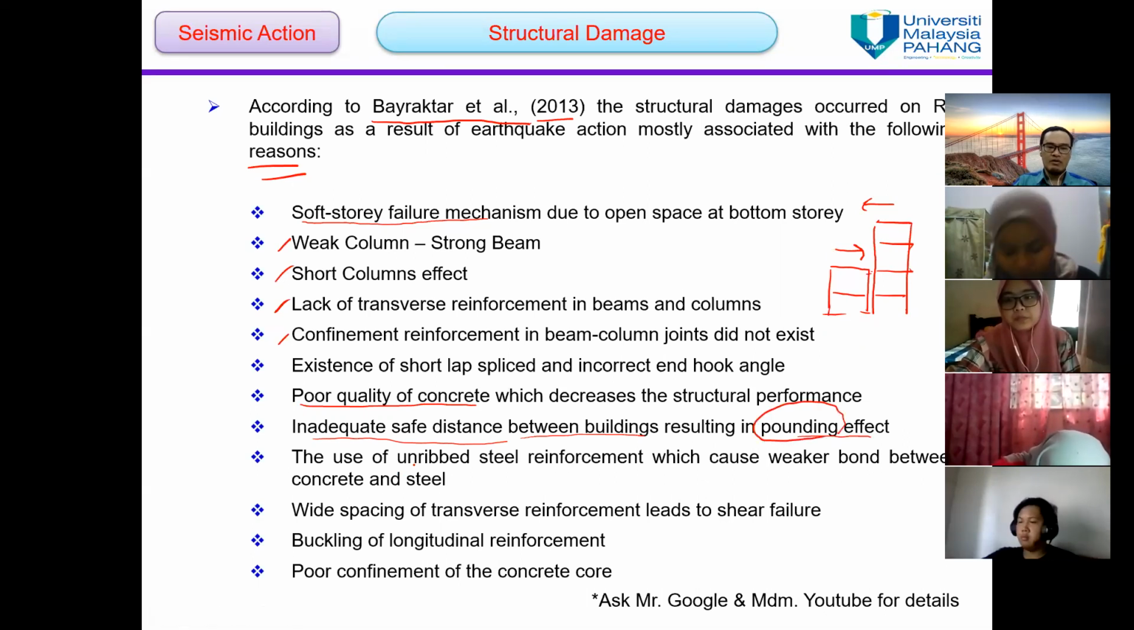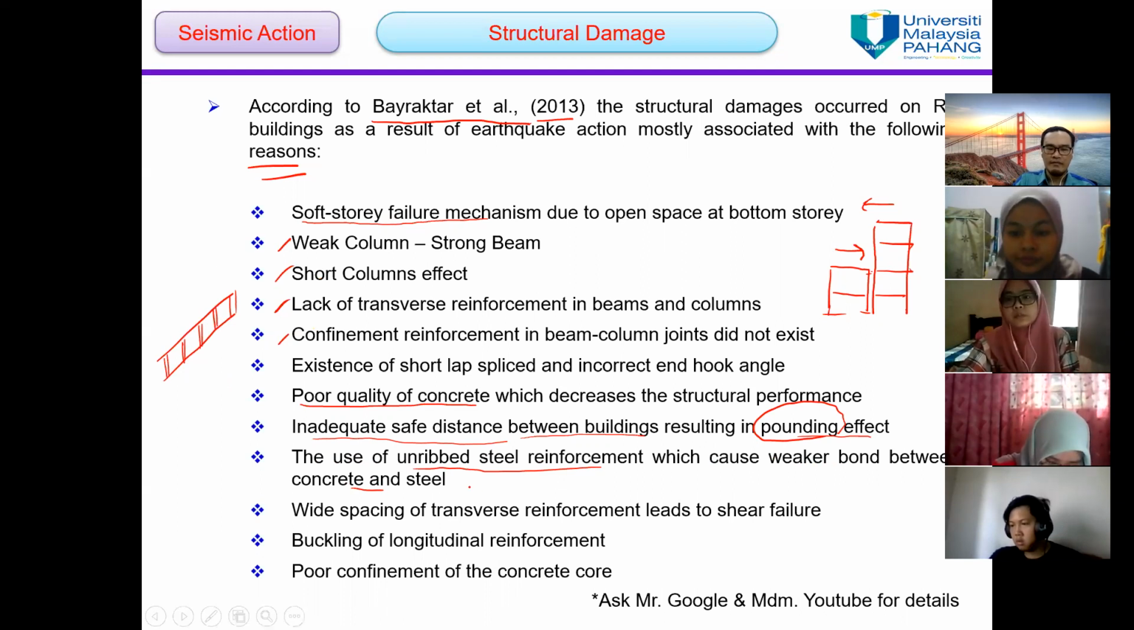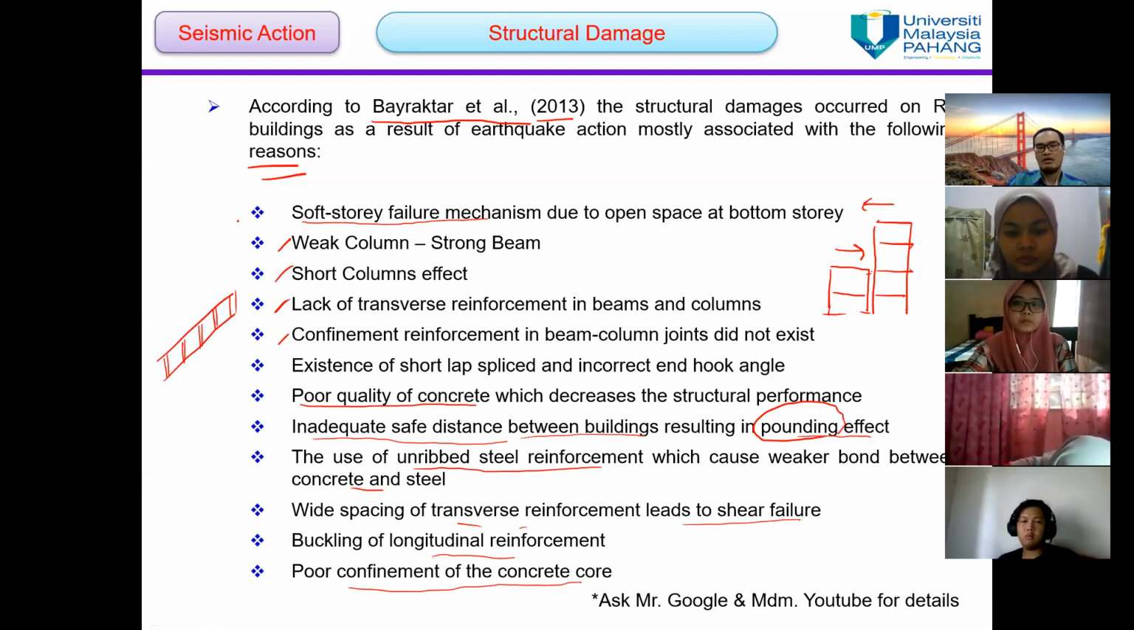Okay, and then the use of unribbed steel reinforcement, which causes weaker bond between concrete and steel, means the steel reinforcement is fully rounded and does not have any ribs. Okay, this is the ribbed reinforcement. Wide spacing of triangle reinforcement leads to shear failure, means the spacing of a link is too wide. And buckling of longitudinal reinforcement and poor confinement of the concrete core. These are among the reasons why RC buildings fail during an earthquake.